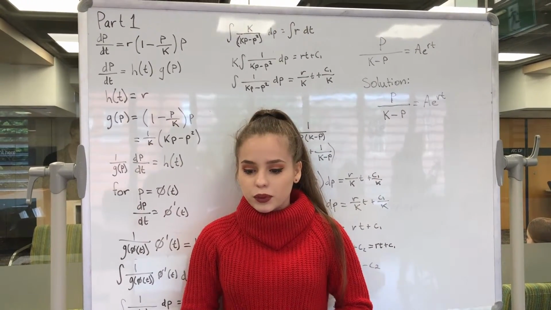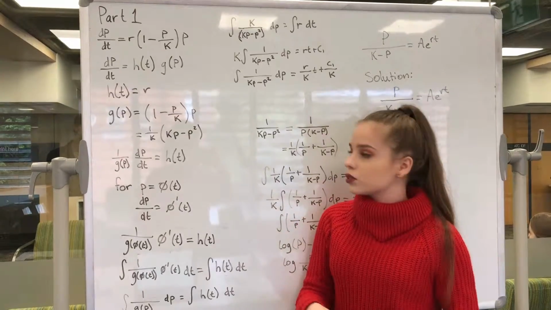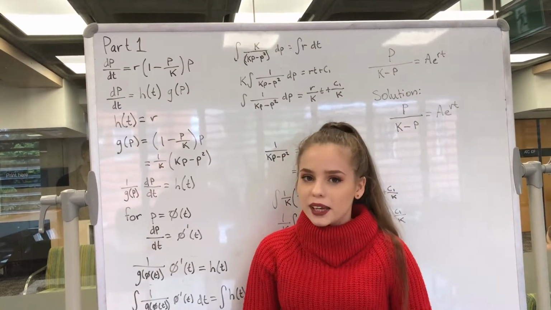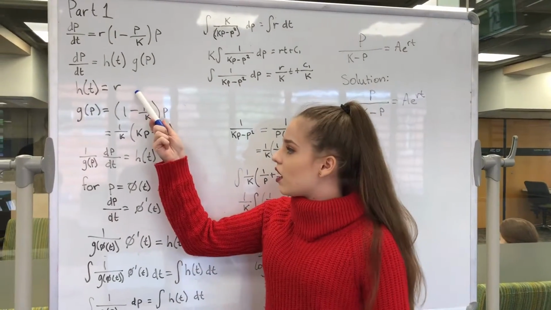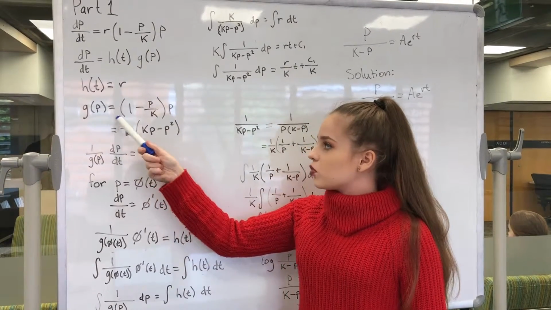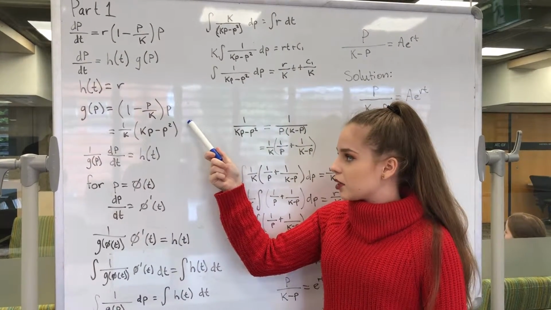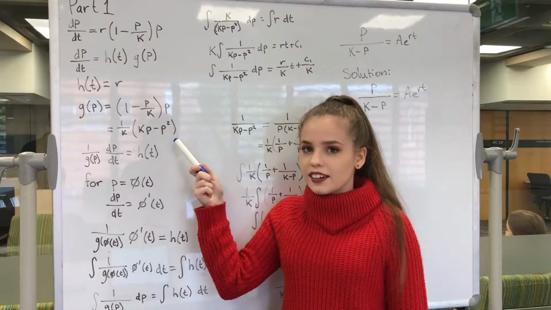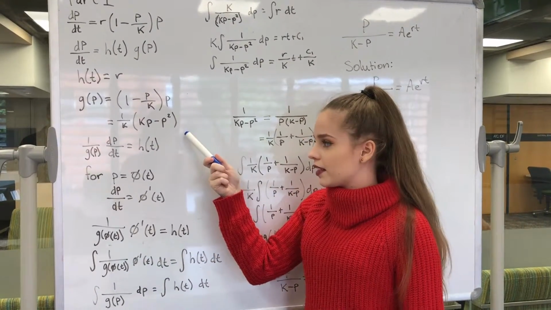Referring from week 8 lectures, we can write it as dp over dt equals h(t) times g(p), where h(t) equals r. We then get g(p) equals 1 minus p on k times p, which equals 1 on k times kp minus p squared.